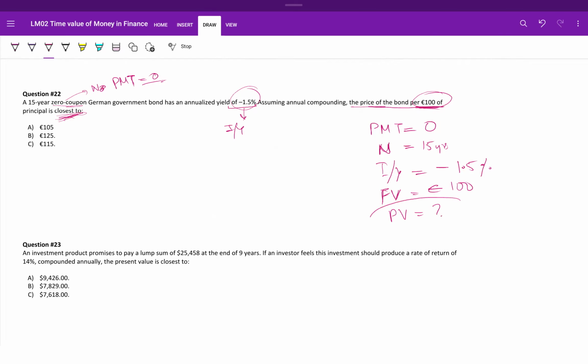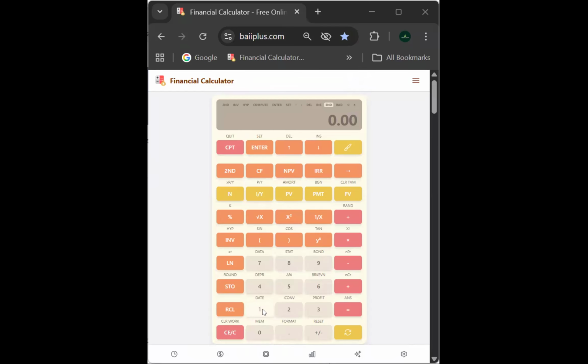Once you plug in all these numbers in the calculator, you will get a value. Rather than guessing, let's solve it on our calculator. So I/Y is 1.5 with a negative sign. I'm going to press I/Y. 15 years is N. Present value we have to calculate. This is a zero coupon bond, so PMT is zero, and the future value is 100. Now we compute the present value, and the present value is 125.45 euros.